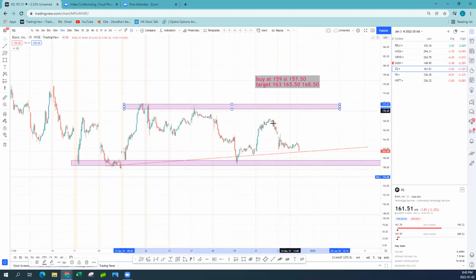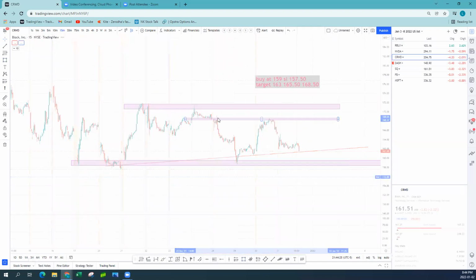Until then, you shouldn't be going for a short. But if you really want to go short, then this area, 168.50, will be the area for shorting. Then you can get the target of 165.20. Because probably the market might be bullish tomorrow.